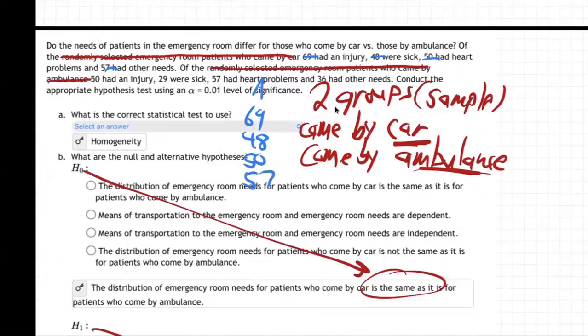That's all going to be A, because those are the people that came by car. Those are the car people and how their needs spread out. And then we have the ambulance people. 50 had an injury, 29 were sick. So 50, 29, 57 had heart, and 36 other. And that's B. That's the ambulance people. So we're going to put those down in A and B and hit the calculate button. Let's do it.